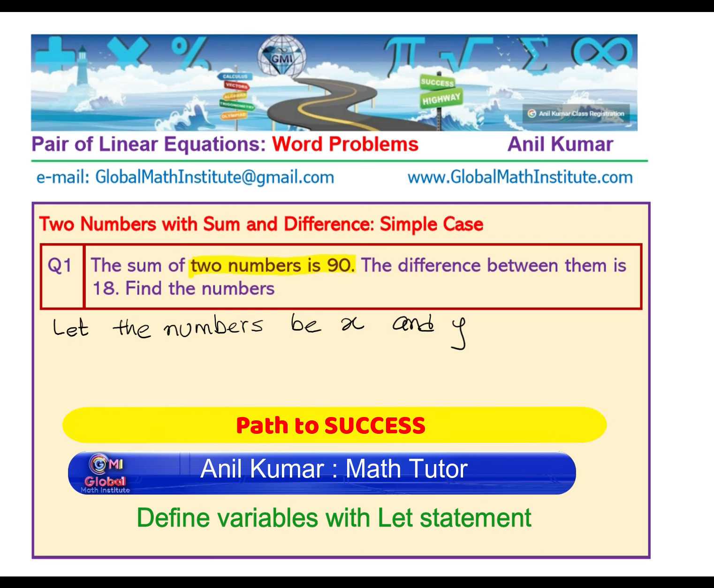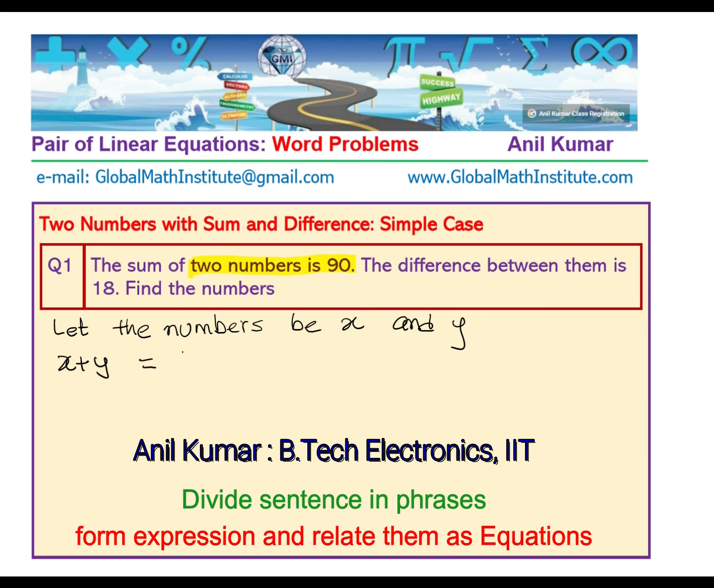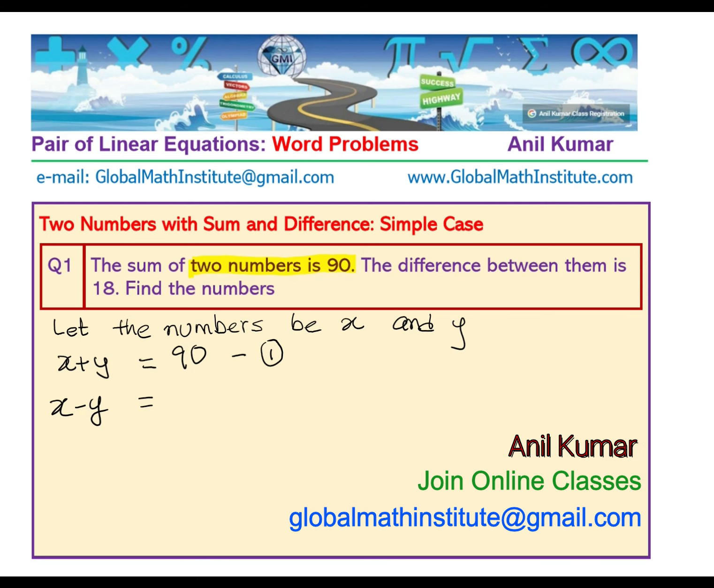In that case, the sum is 90, x plus y equals 90. So that becomes our first equation. The second statement is the difference between them is 18. So x minus y equals 18. So that becomes our second equation. Now we have two variables and two equations, so we can solve and find their values.